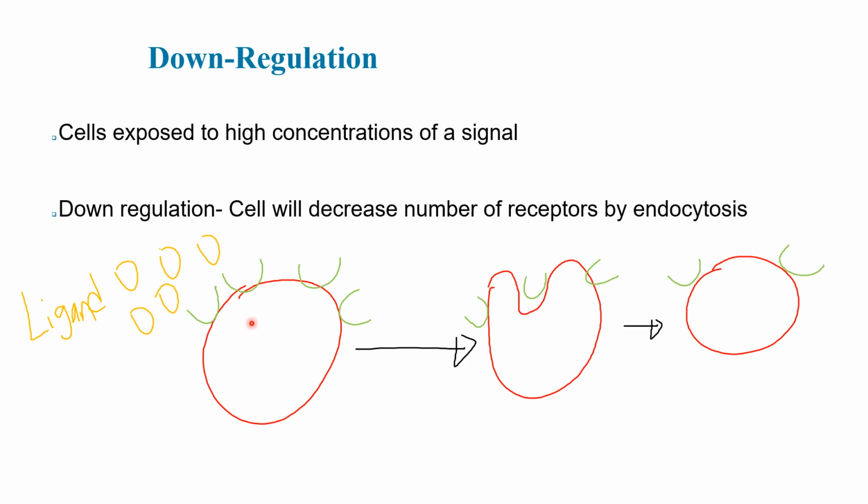So if we have the cell right here with its receptors where the ligands would come and bind, the cell would go through endocytosis, where the cell is going to dip inwards, and one or a few of the receptors would actually get pushed into the cell. And so the cell would have fewer receptors on its surface. By decreasing the number of receptors on the surface of the cell, we decrease the amount of ligands that would bind and therefore decrease the response.